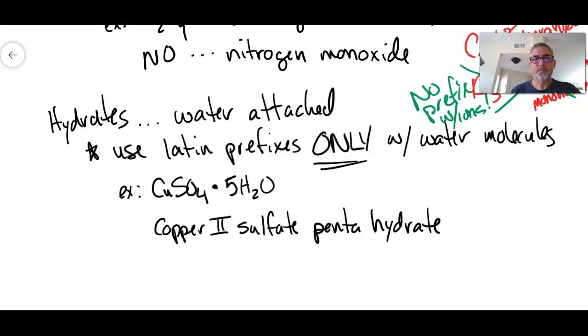Hydrates, we did hydrates as well, right? So a hydrate has water attached, right? So this is your water attached. So if it has water attached, it's a hydrate. And if it has a hydrate, you get the Latin prefix only with the water molecules. So I get my Latin prefix here. So if I have CuSO4, right, and 5 waters attached, it's still copper 2 sulfate. It's copper 2 because copper is a transition metal, right? So copper 2 sulfate, and the penta, the numerical prefix, is only applied to the water molecule, right? So pentahydrate. And hydrate is just water.